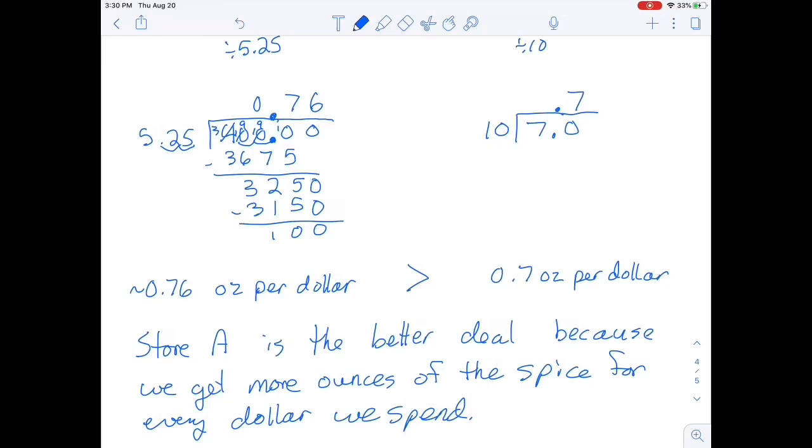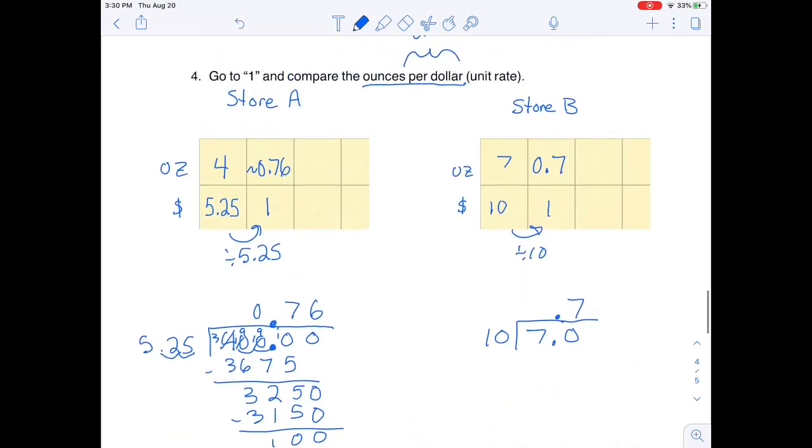Notice with these unit rates, I was essentially comparing fractions. So I was essentially comparing these two fractions where my units were ounces per dollar.